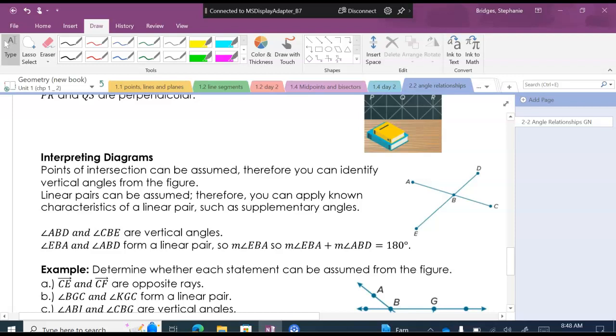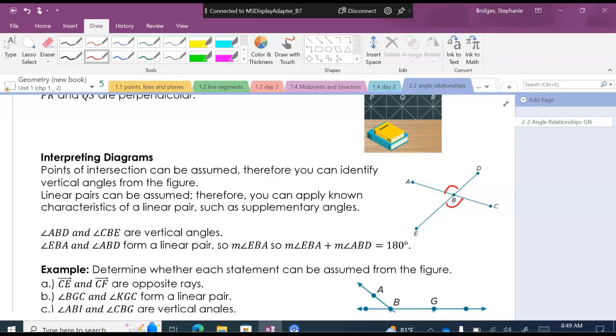It says such as supplementary angles. And if we're looking at our picture, it tells me that angle ABD, that's this top angle up here, and angle CBE are vertical angles. What do you know about vertical angles? They are congruent, okay? So angle ABD and angle CBE are vertical angles, which means they are congruent. That means they have the same measure.